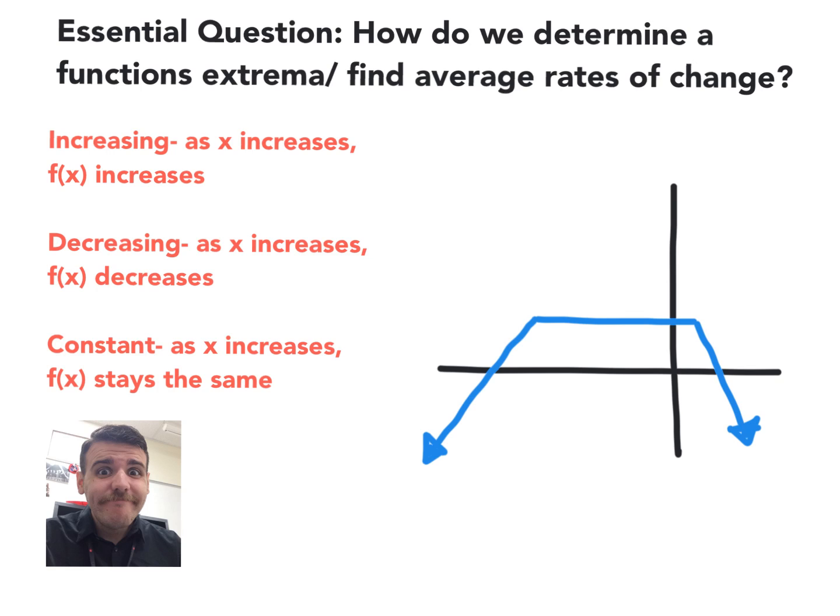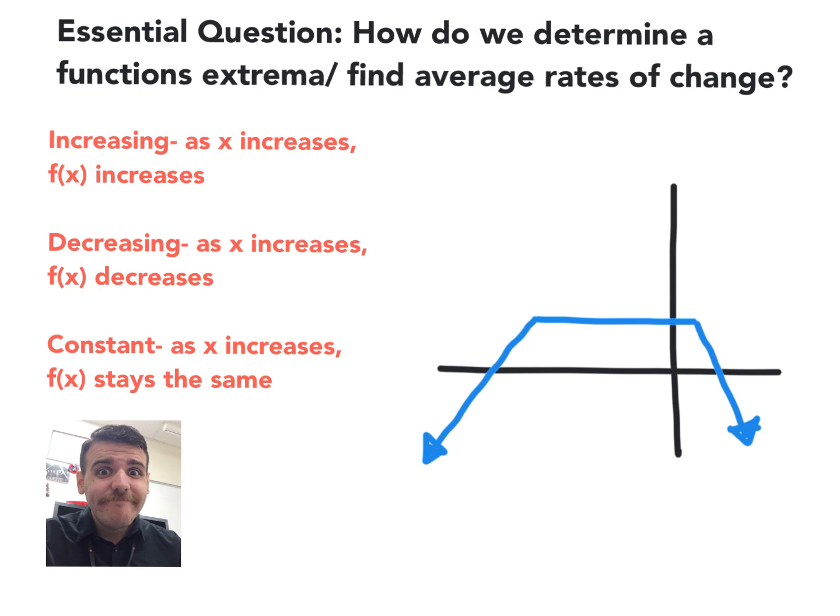Hello. Today we're looking at how we determine a function's extrema, and then later we'll look at how we find average rates of change. Before we get into extrema, first we have to know when a function is increasing, decreasing, or constant. All of these are read as x increases, so from left to right.